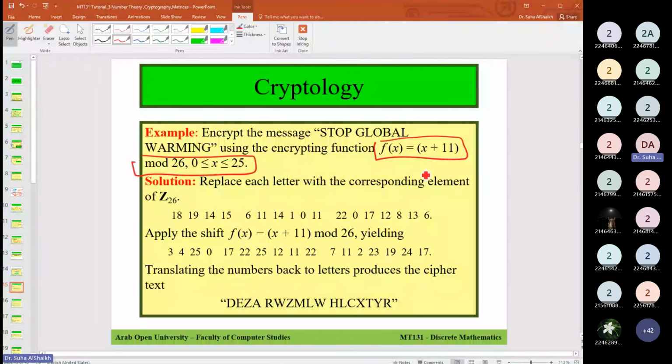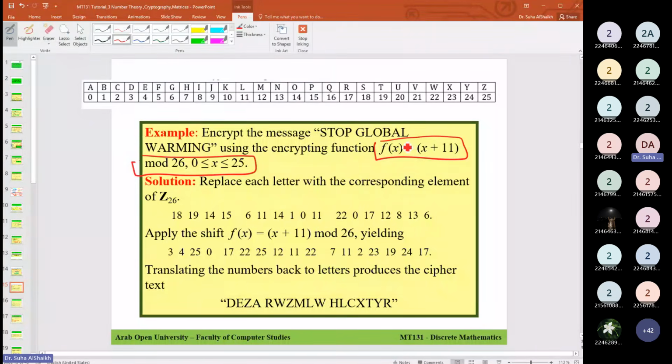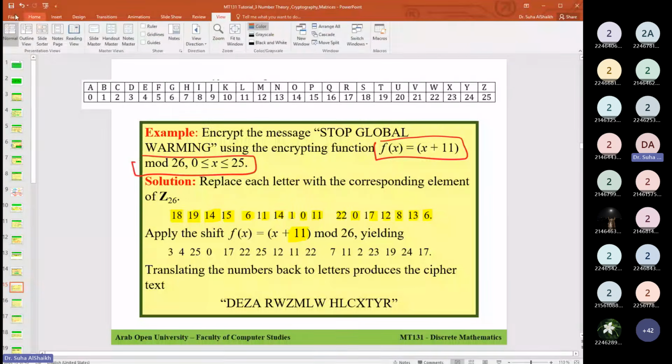Okay? We are going to apply the same exact method. First of all, we take each letter and translate the letters into numbers. Stop global warming. So S is 18, T is 19, O is 14, P is 15, and so on. We translate all the letters into digits. Second step, we apply our function, which is adding 11.